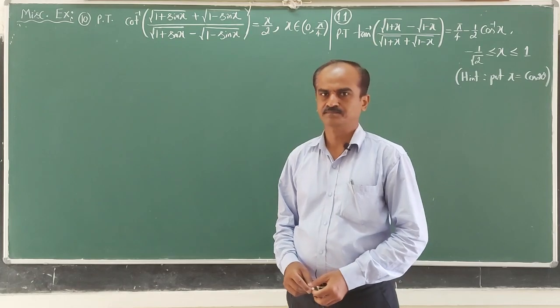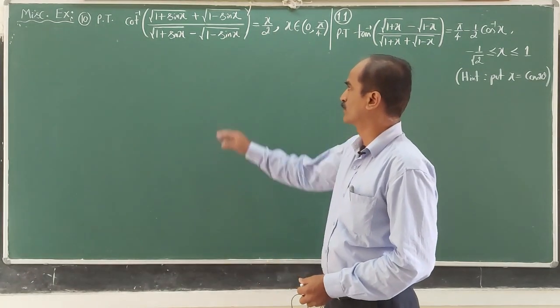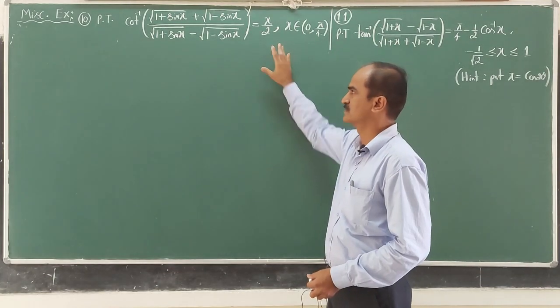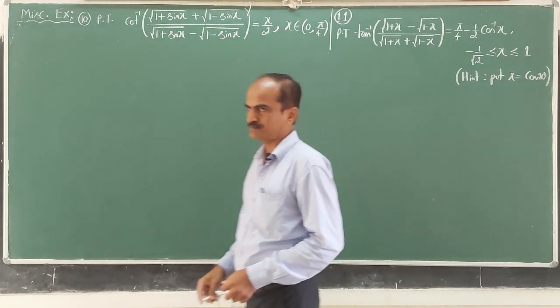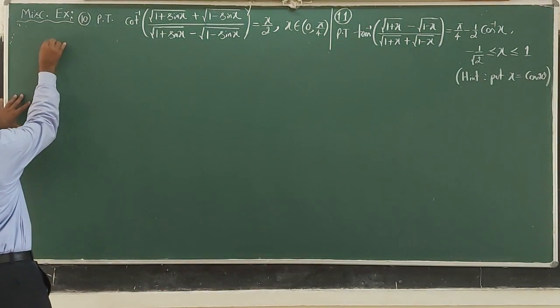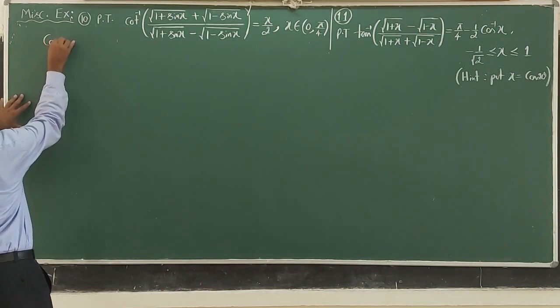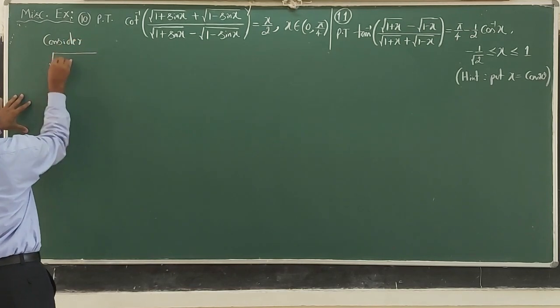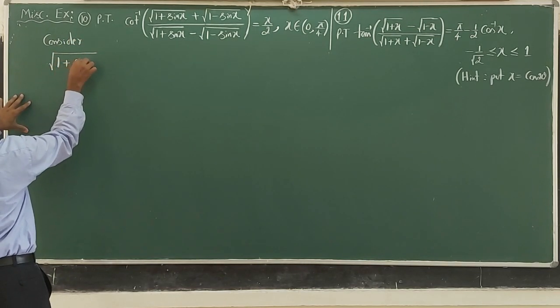Example 10. Required to prove that cot inverse of this expression is same as x by 2. Now in order to prove this, let me consider square root of 1 plus sin x.